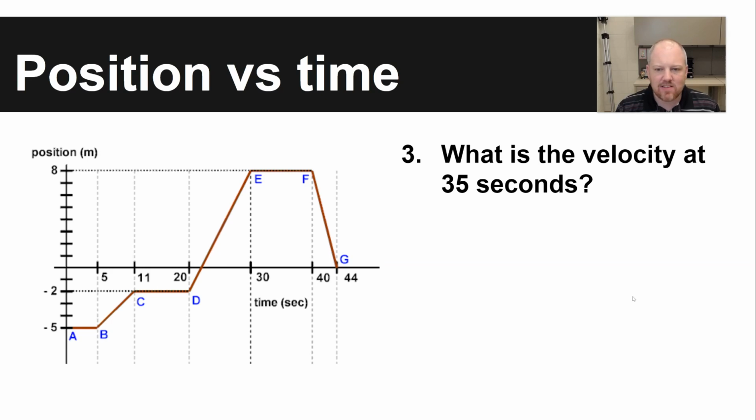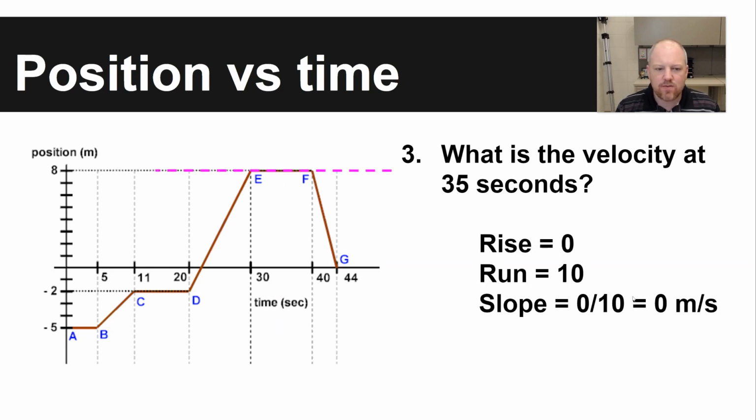What is velocity on a position versus time graph? Velocity is the slope of your line. And so you have to figure out where 35 seconds is. And then what you need to do is figure out your rise, what's your change in y value, your run, what's your change in x value, and calculate your slope by taking rise divided by run. In this case, the slope is 0 because of the plateau here, it's flat from letters E to F.